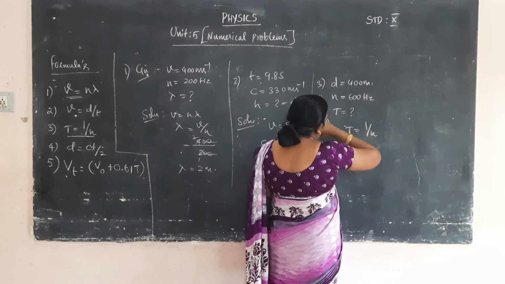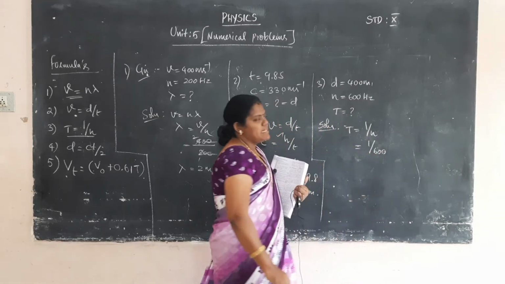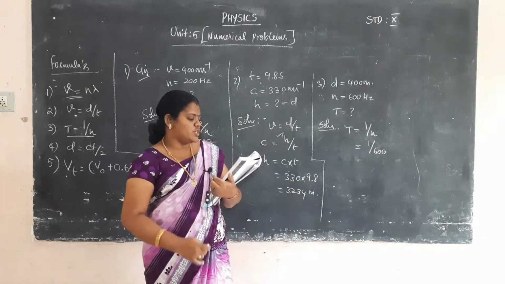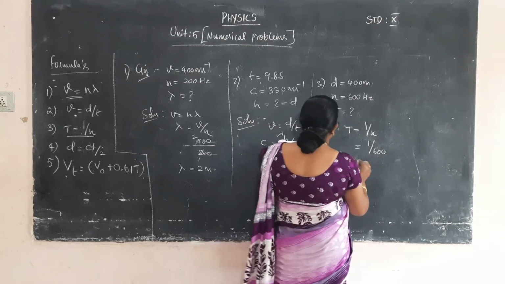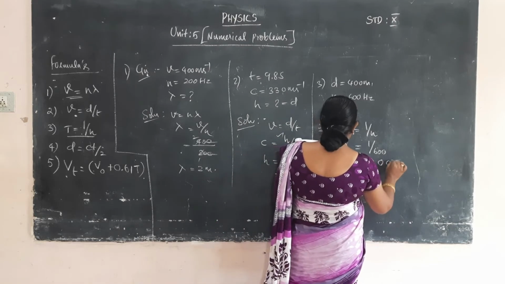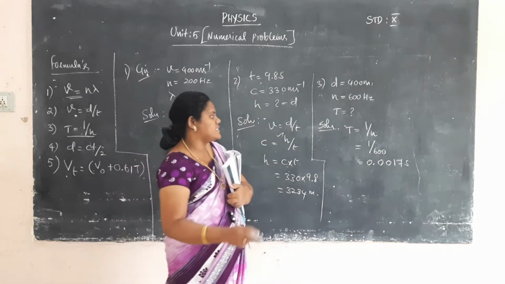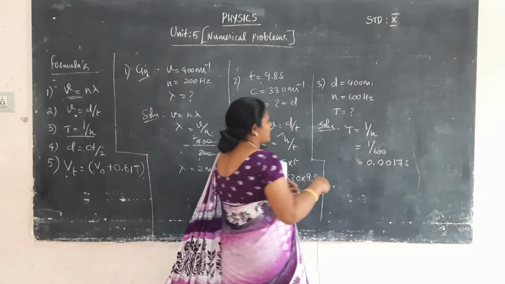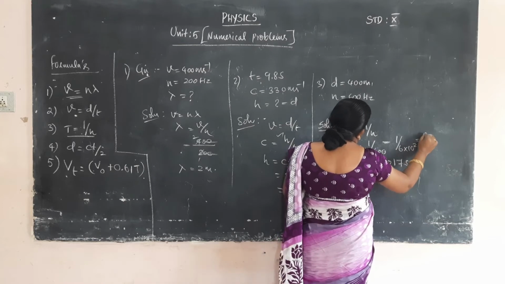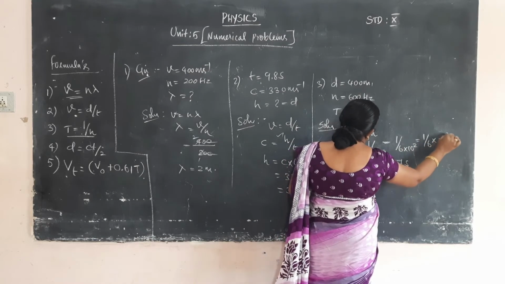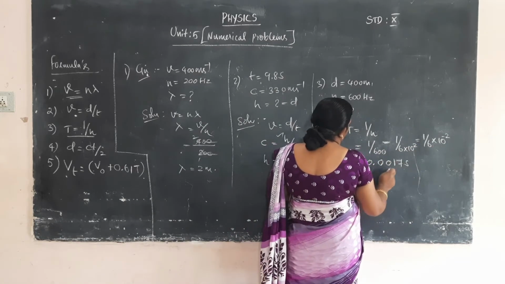Substitute the frequency value. So 1 by 600. 1 by 600 value is 0.0017 second. 1 by 600, we can easily write as 1 by 6 into 10 square, so 1 by 6 into 10 power minus 2. That is 0.0017 second.